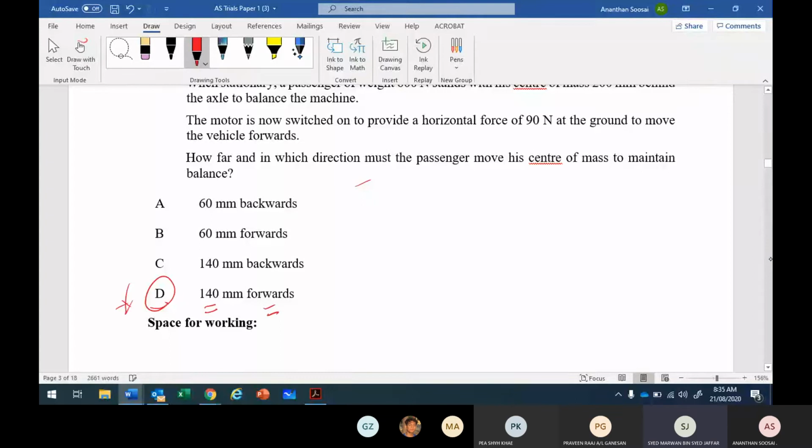So the answer must be D. Given D. Yes, the answer is D. 60 mm forward. They give 60 mm forward.